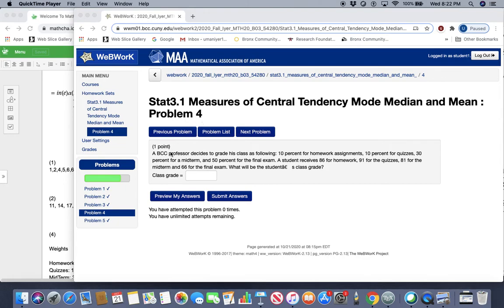Problem 4. A BCC professor decides to grade his class as follows: 10% for homework, 10% for quizzes, 30% for midterm, 50% for the final exam. A student receives 86 for homework, 91 for quizzes, 81 for midterm, and 66 for the final. What will be the student's class grade?